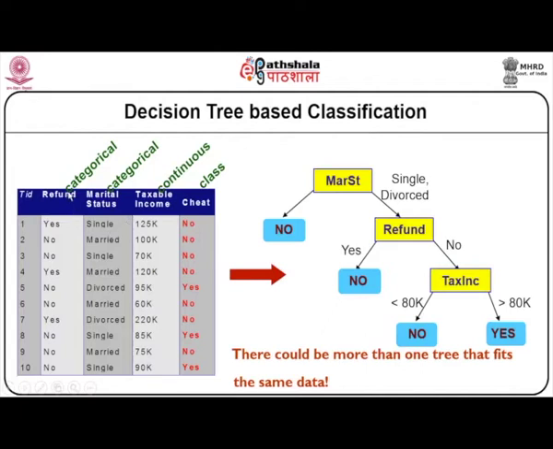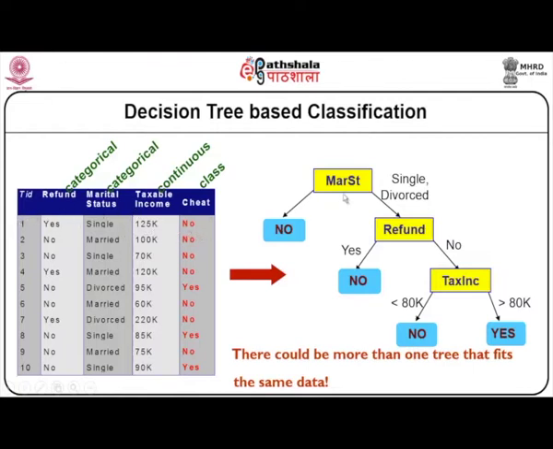Refund is a categorical attribute, primarily because we expect the answer to be either yes or no. Marital status is again a categorical attribute where it is either single or married, whereas for taxable income, the entire value is independent of any specific category. So, it is a continuous attribute, and the class label identified is to find whether this person is trying to cheat based upon this relation.